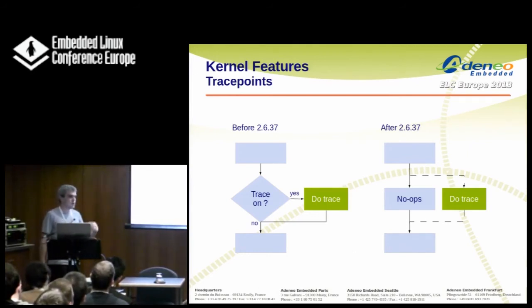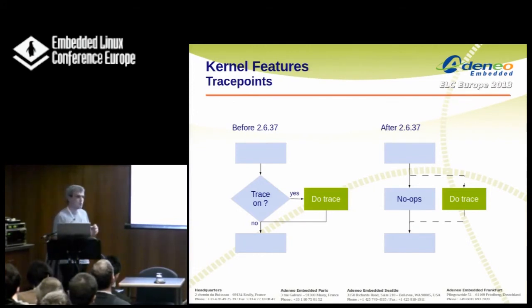And when not activated, there is just the problem of the cache miss because of a lot of global variables, and the branching stuff that adds a little bit of overhead. After 2.6.37, to improve the thing, there is a more sophisticated way of doing it. When you are compiling your code, in fact, with specific linker stuff, it is replaced by no-ops. So virtually you have no overhead on your tracepoints when they are off.